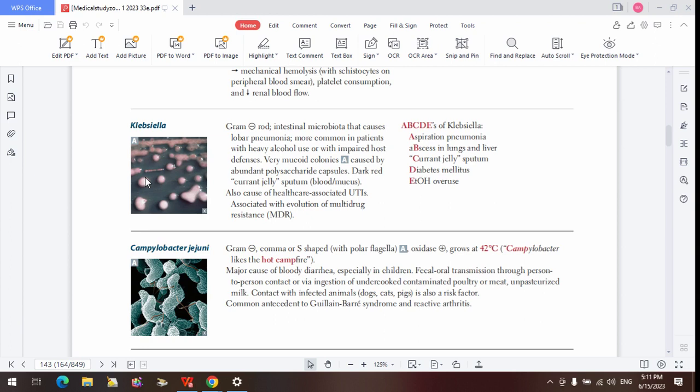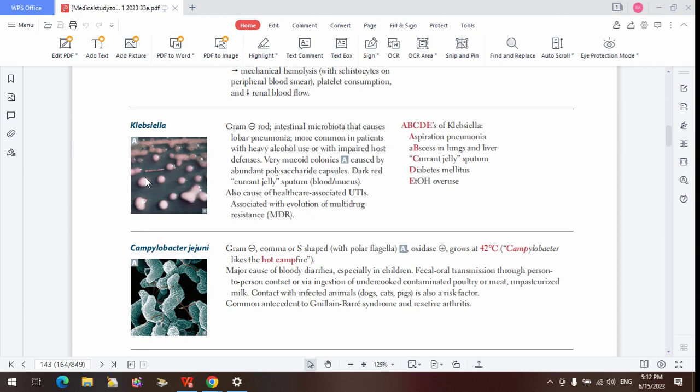Staph aureus is also notorious for doing that. Klebsiella is another organism that is also notorious for causing abscesses. So lung abscess, liver abscess, Klebsiella. Klebsiella can move away from the intestinal epithelial cells and enter the blood. In the blood, it can find its way to the portal vein and get to the liver and cause liver abscess.